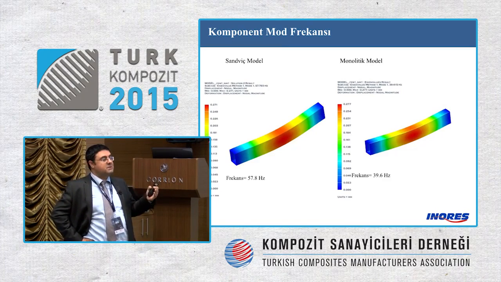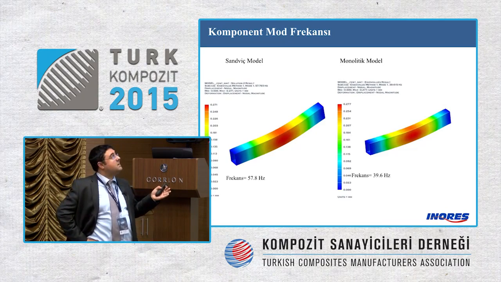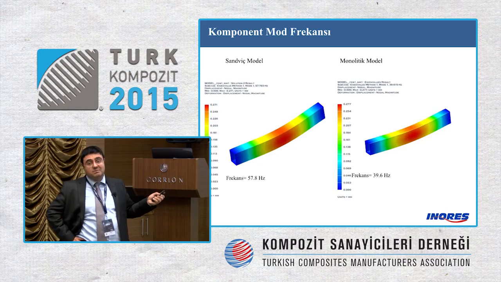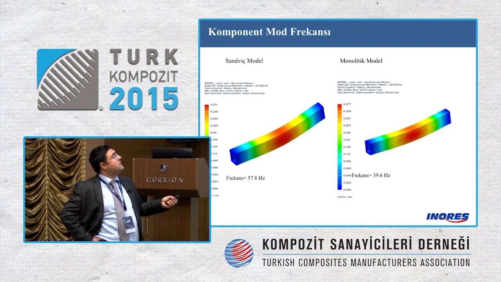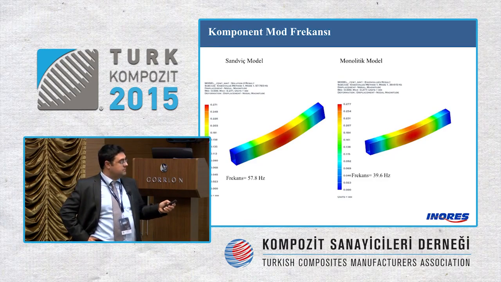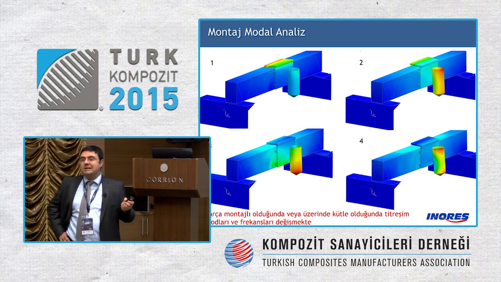Natural frequencies: even if nothing happens, a material vibrates. Even static materials have a resonance and we can calculate it. This is called natural frequency. In sandwich it's almost up to 58. In monolithic it's almost 40 hertz.